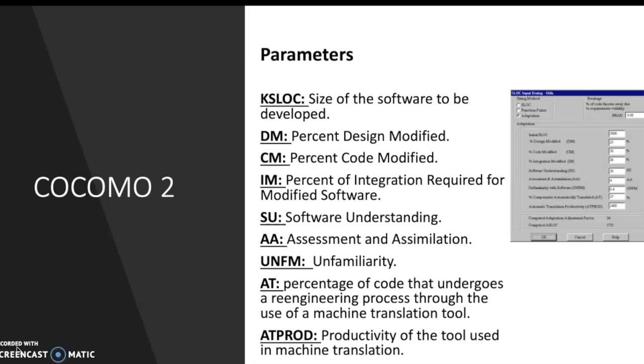UNFM, unfamiliarity, the programmer's relative unfamiliarity with the software which is applied multiplicatively to the software understanding effort increment. AT, percentage of code that undergoes a reengineering process through the use of a machine translation tool. ATPROD, productivity of the tool used in machine translation.